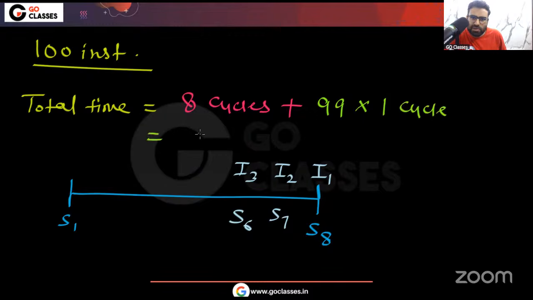So finally you can calculate your answer. That will be 99 plus 8, and that will be 107 cycles.